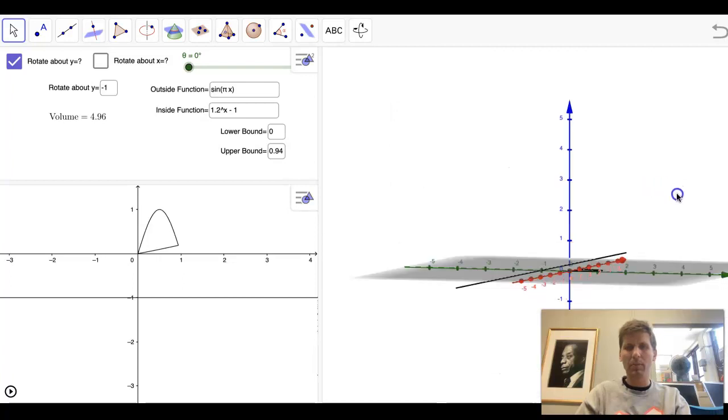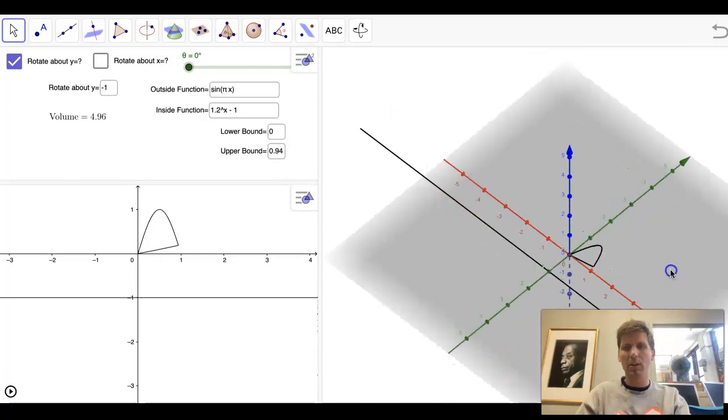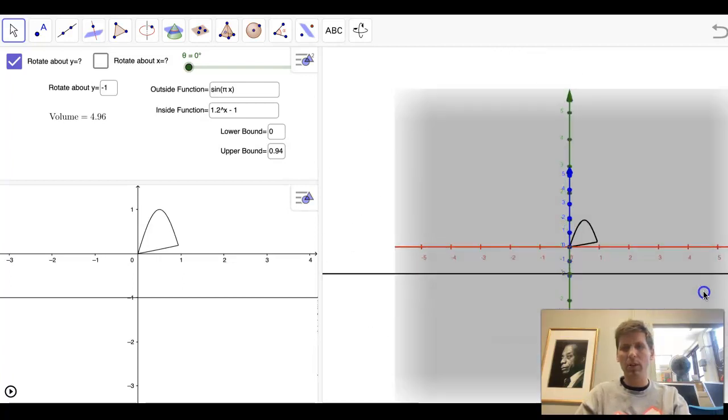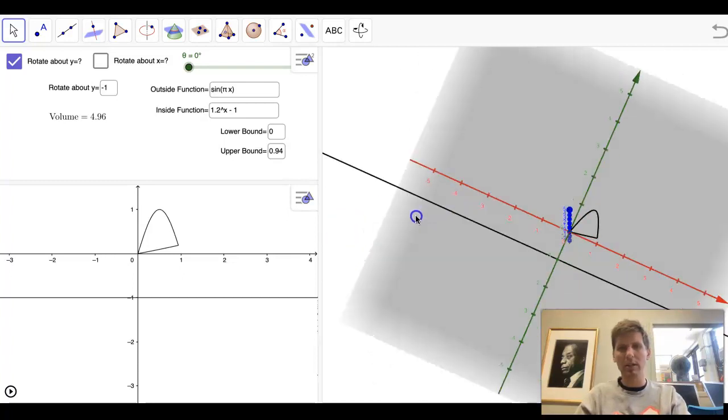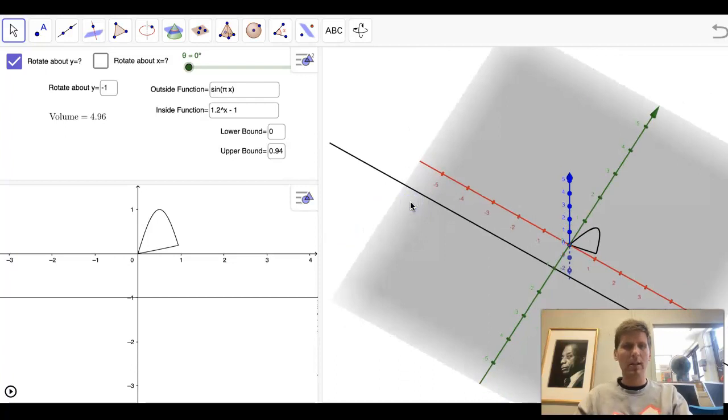I think I got my whole thing. Okay, there we go. I think now I have it oriented correctly. We're going to rotate this around this axis, and I'm going to try to put it at an angle so we can see. So let me rotate very slowly so that we can sort of see what's happening.